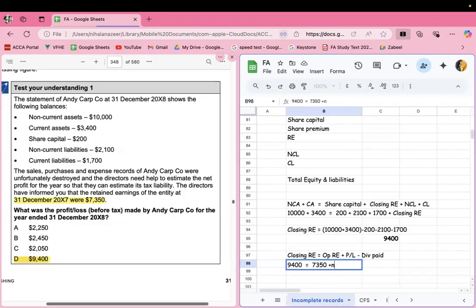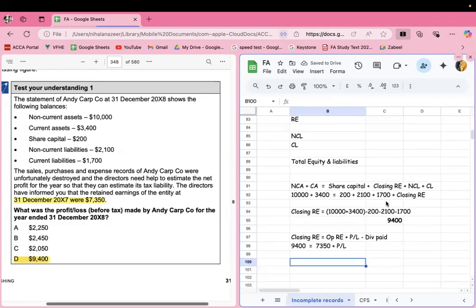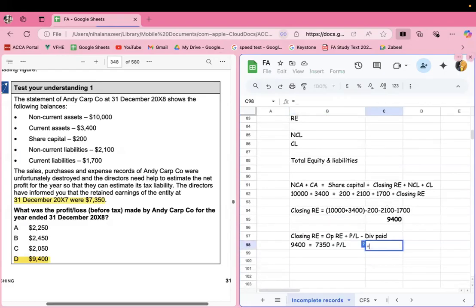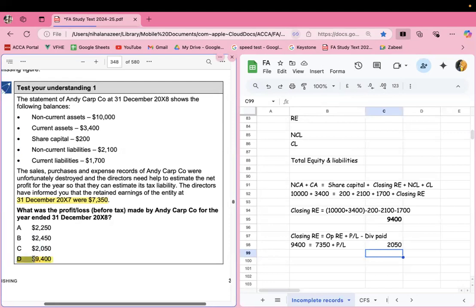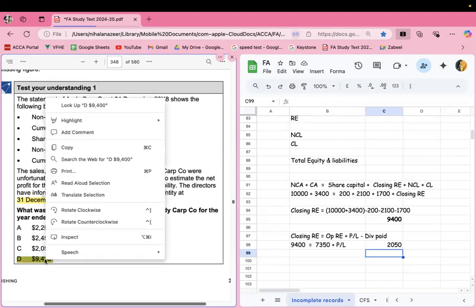So the remaining is P and L, right? Understood? So when you take the equation here and there, what is the answer? The answer is P and L is equal to 9,400 minus 7,350, right? So 2,050, sorry. So 2,050 is our answer.